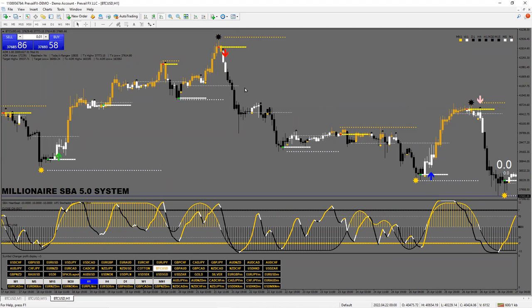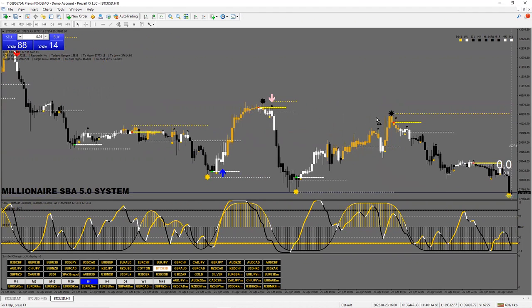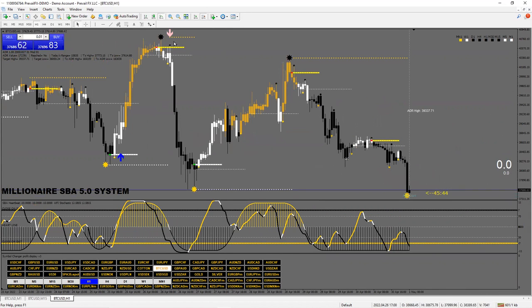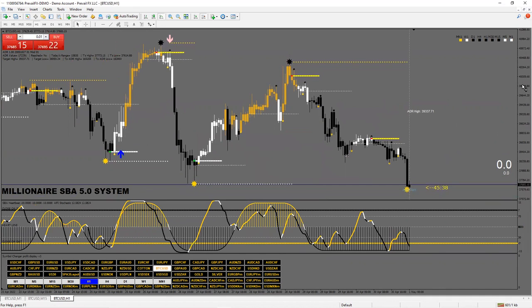In fact, it started selling, and it sold for quite a bit before we got the star, bar, and blue arrow indicating a pullback. And we had a pullback until we had the pink arrow indicating that we were going to resume the sale. That brings us to where we are right now, over here. We have the pink arrow indicating the resumption of the sale. It came down, pulled back a little bit again, and now it's going back down.